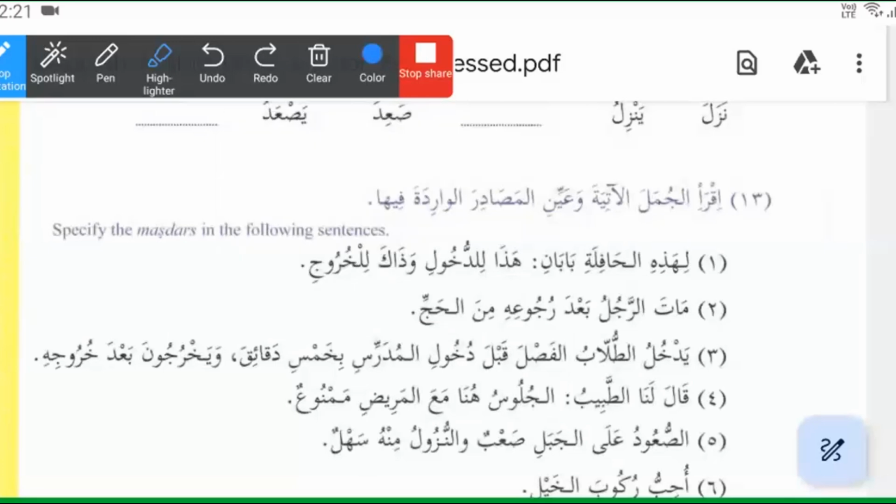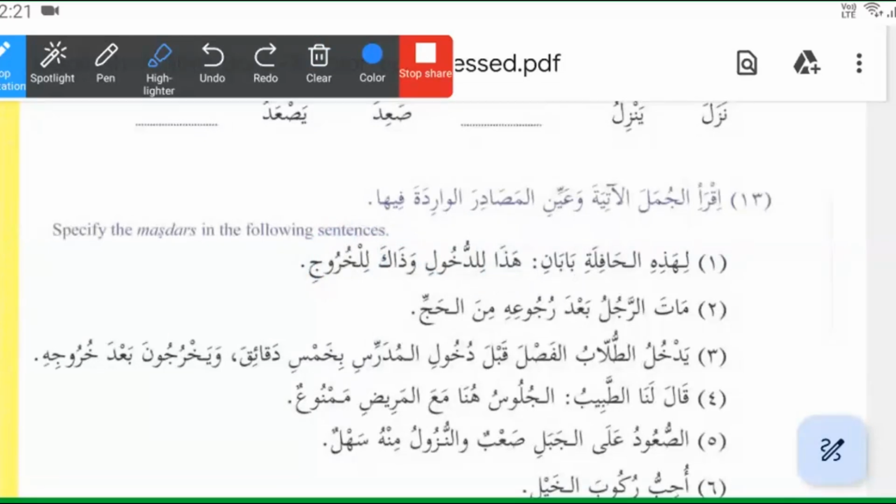Now we have first one, لهذه الحافلة بابان هذا للدخول وذاك للخروج. It is actually بابان لهذه الحافلة. This bus is having two doors. هذا للدخول, this is for entering, وذاك للخروج, and that's for exit. So dukhul and khuruj are the masdar. We just have to point out where they are.